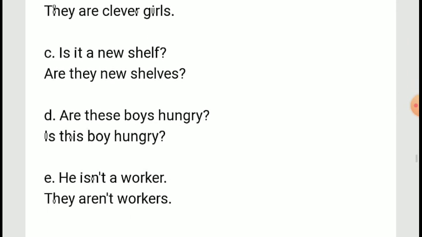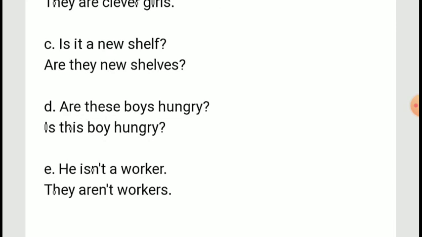Let's look at the third example. Is it a new shelf? Again, if you want to change it into plural, is will be replaced with are. Since we are starting the sentence, the a of are would be capital. It will change into they. In a new, you have to remove a because a denotes a single thing. So new will be there, and shelf would be changed to shelves.